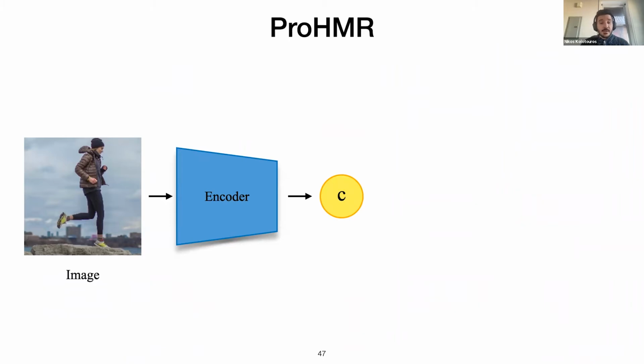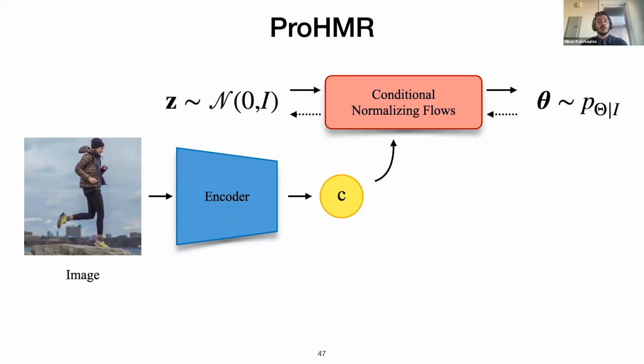The basic architecture is the same as before. Given an input image, our image encoder regresses a feature vector C, which is used as the condition information of the probabilistic model. To learn the probability distribution of poses given the input image, we use conditional normalizing flows. With conditional normalizing flows, we learn a bijection that maps the standard multivariate Gaussian to the target output distribution of poses, and this mapping is parameterized by the image features C.